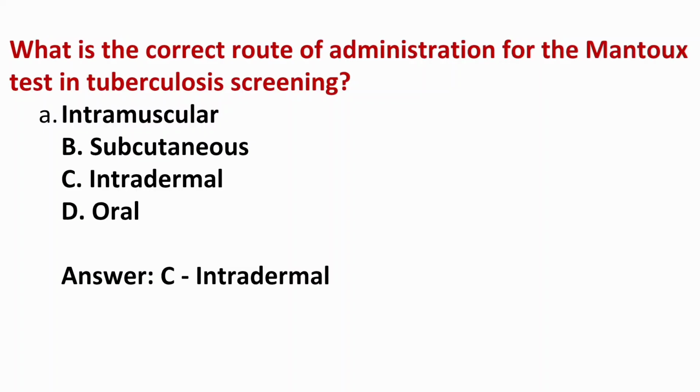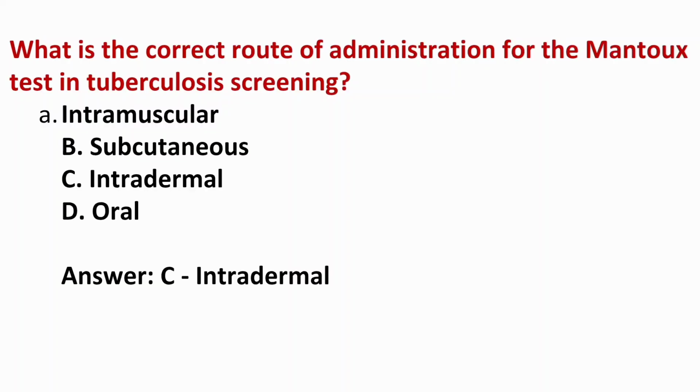What is the correct route of administration for the Mantoux test in tuberculosis screening? A. Intramuscular. B. Subcutaneous. C. Intradermal. D. Oral. Answer: C. Intradermal.